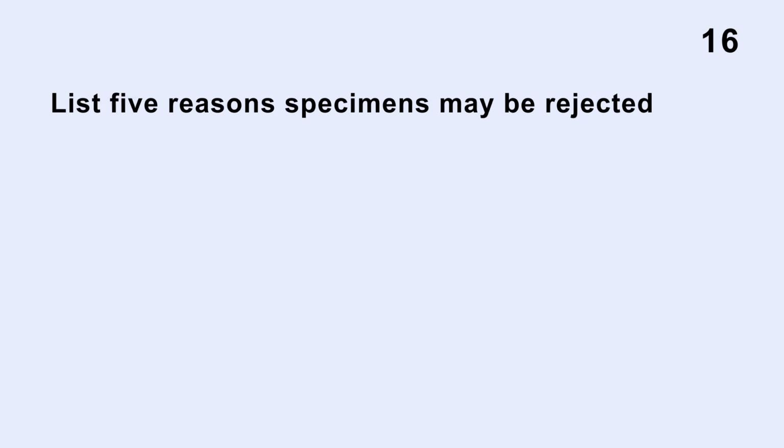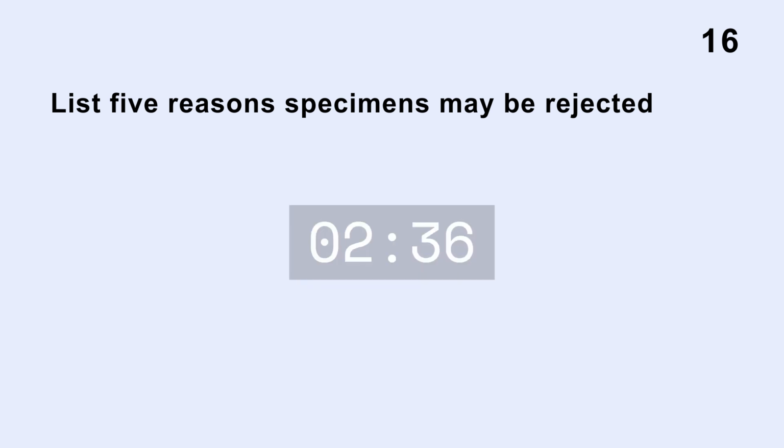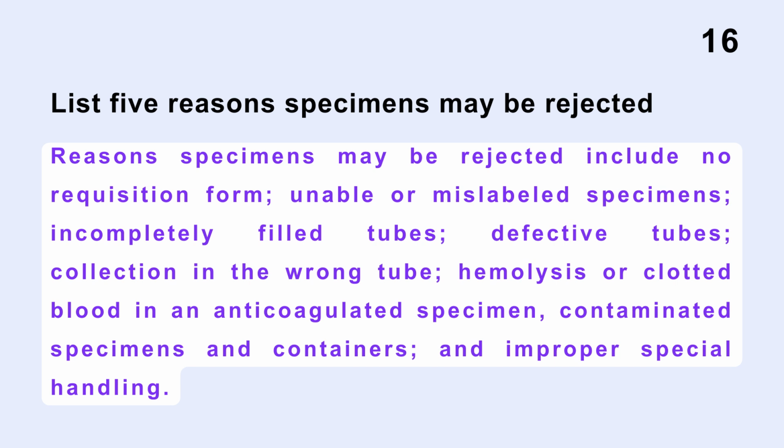Number 16. List 5 reasons specimens may be rejected. Reasons specimens may be rejected include no requisition form, unlabeled or mislabeled specimens, incompletely filled tubes, defective tubes, collection in the wrong tube, hemolysis or clotted blood in an anticoagulated specimen, contaminated specimens and containers, and improper special handling.